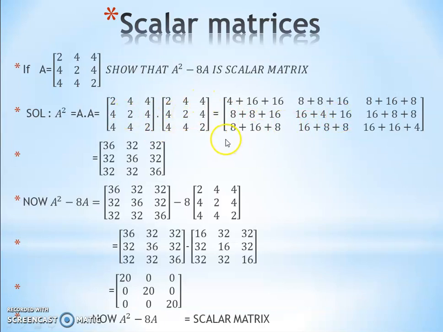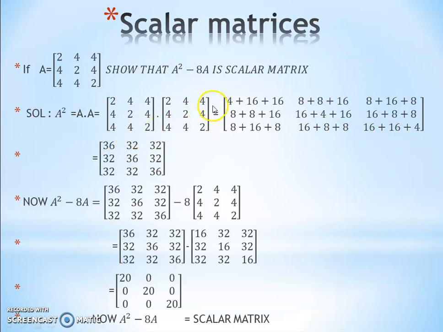Second row, last column. 4 into 4, 16. Plus 2 into 4, 8. Plus 4 into 2, 8. Now last row, first column. 4 into 2, 8. Plus 4 into 4, 16. Plus 2 into 4, 8. Last row, second column. 4 into 4, 16. 4 into 2, it is 8. And 4 into 2, 8.